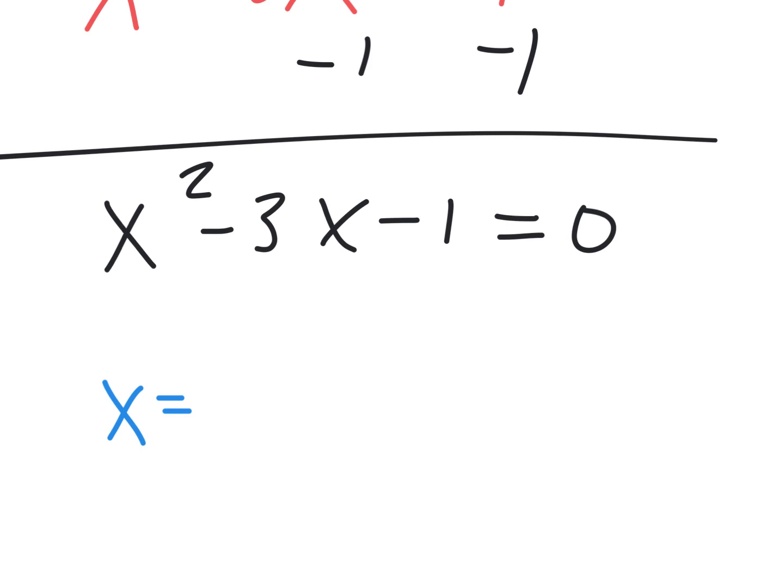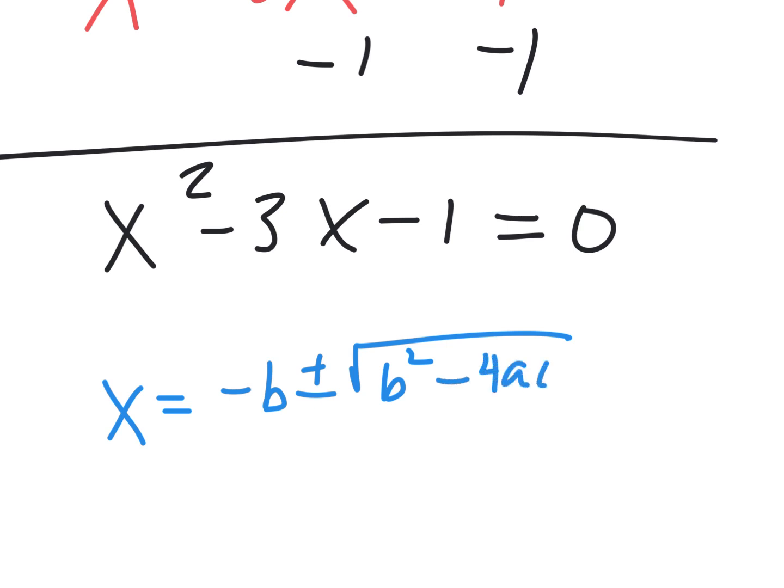Can you just tell me the formula? All right, x equals negative b plus or minus square root, b squared plus 4. Oh, so close. Minus 4ac, all over 2a.